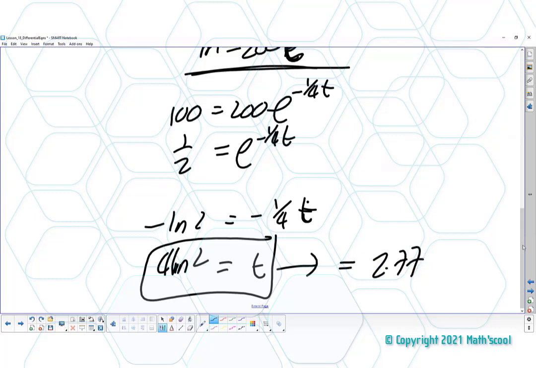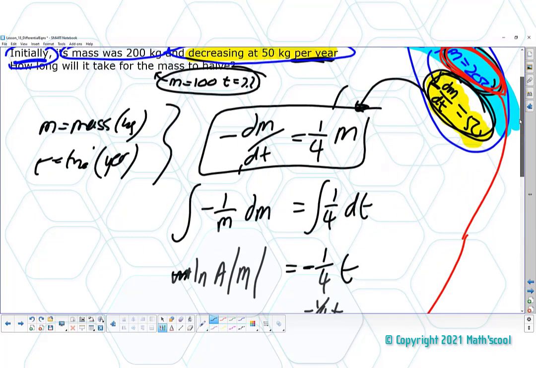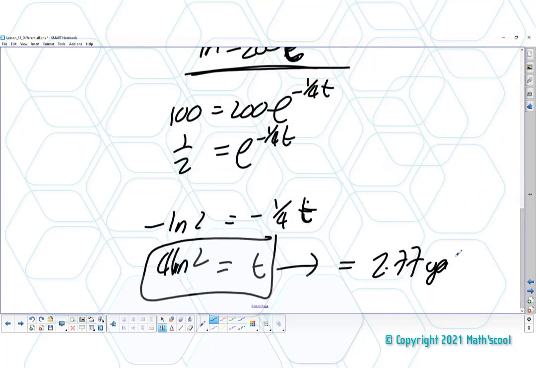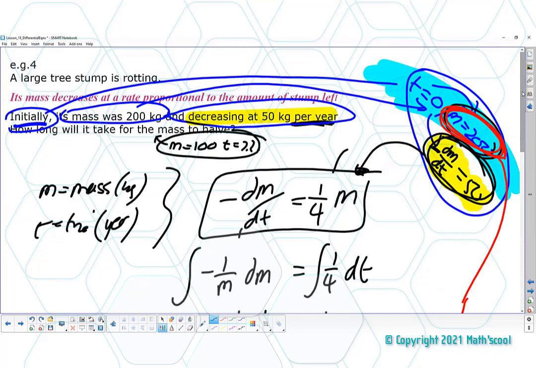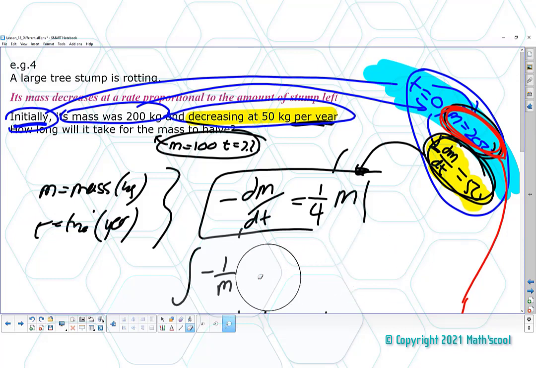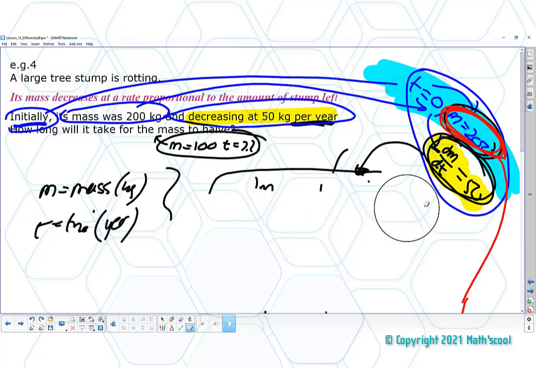2.77 what? 2.77 years. It's going to take almost 3 years for half of the sum. Actually, there's a much quicker way of working this out. We did it the long way. I'll show you the quick way of doing it. It's much quicker though. You'll be annoyed at me for having made you do it the slow way when I show you the quick way.